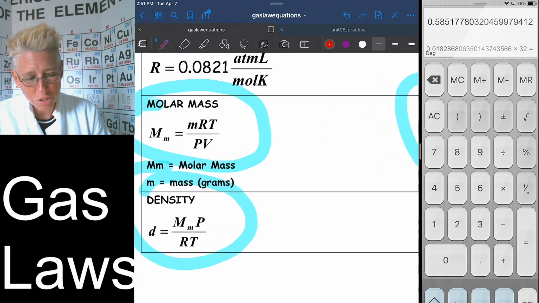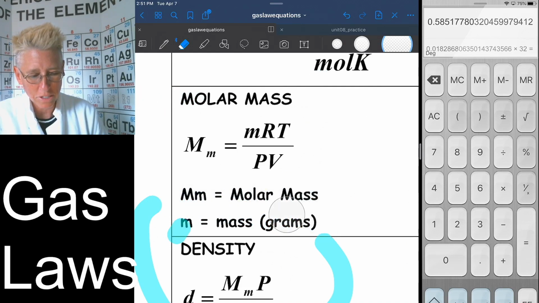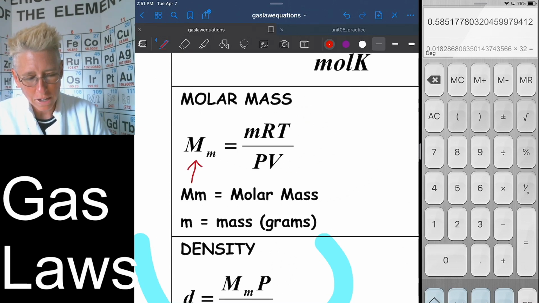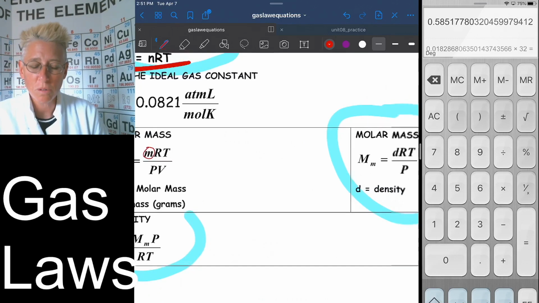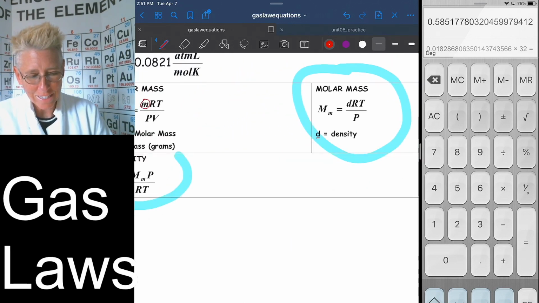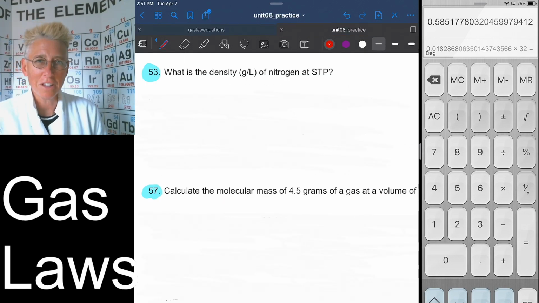What's important to also know is what everything stands for in these equations. So let's look at this molar mass equation. I have a little key here that helps out, but that is my molar mass, the mm, and then this little m is the mass. R, of course, is the 0.0821. T is temperature, P is pressure, V is volume. On this molar mass equation, the only thing new there is D, which stands for density. And then on the density equation, again, that mm stands for molar mass. So we can work with these equations and do some calculation.